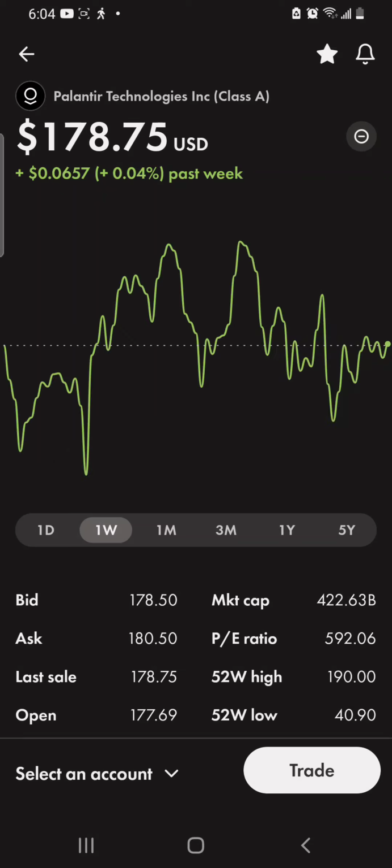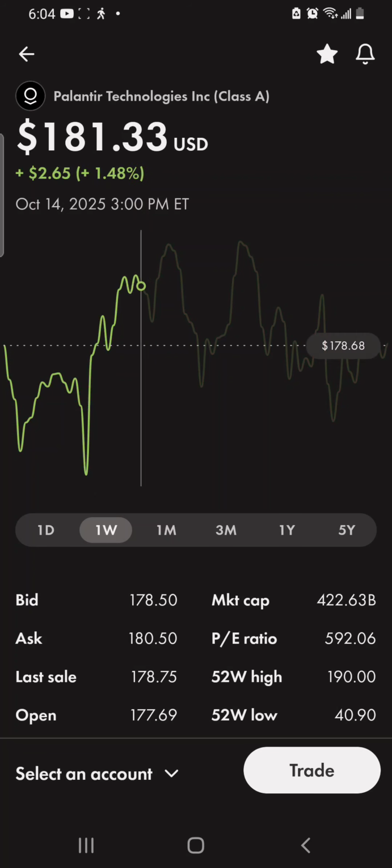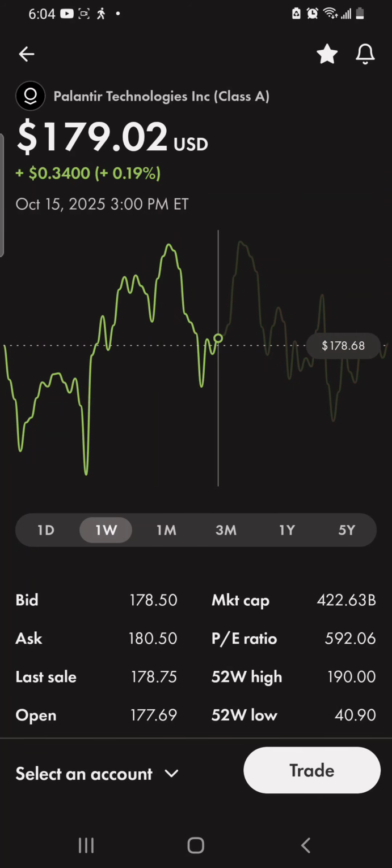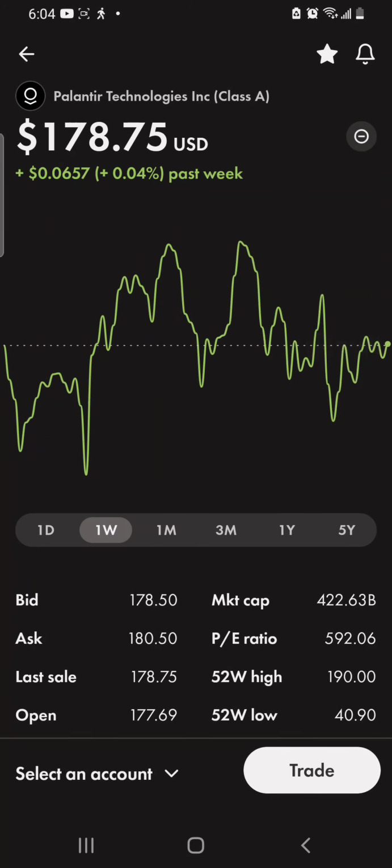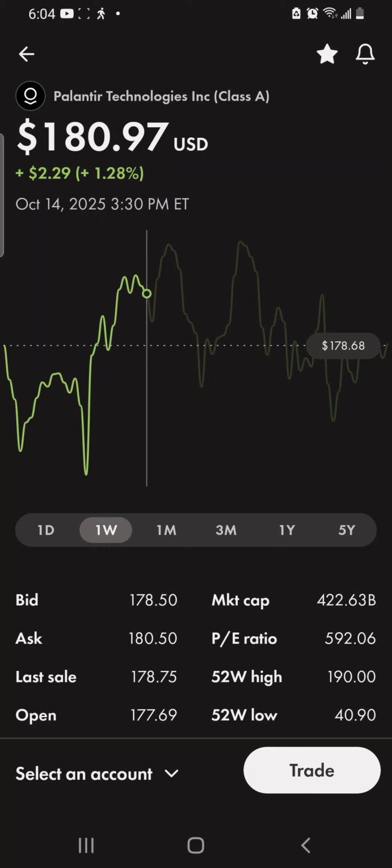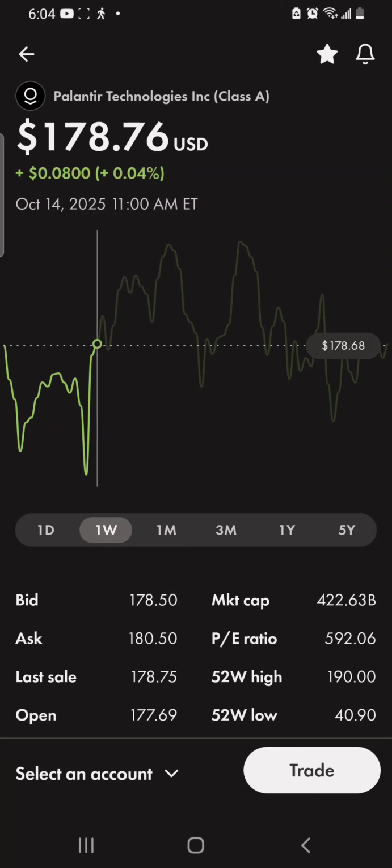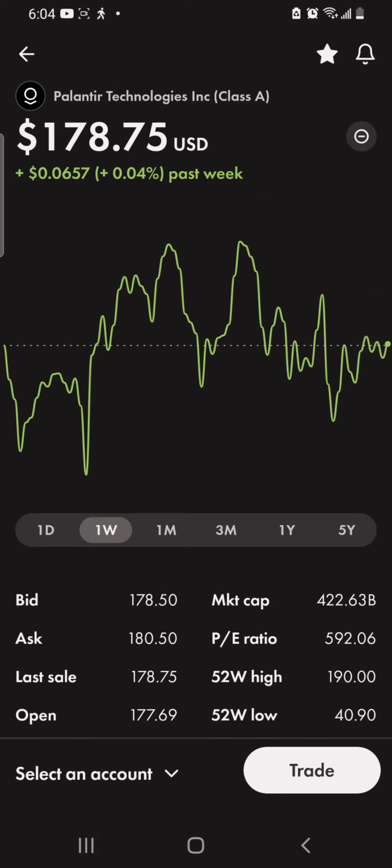Go to 1W, so that's the week. This is how it is for the week. You'll see how far it went for the week. Just put your finger on the screen and you can move the line. If you check the app that you're working with, you should be able to see D, W, M, Y, and it stands for 1 day, 1 week, 1 month, 3 months, 1 year, 5 years.